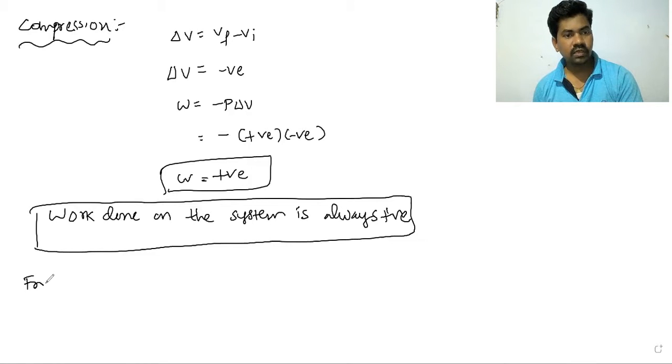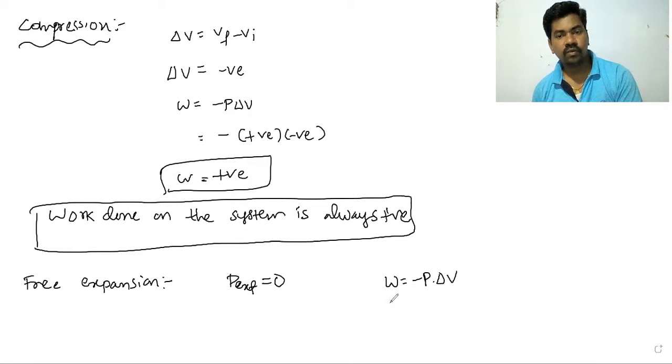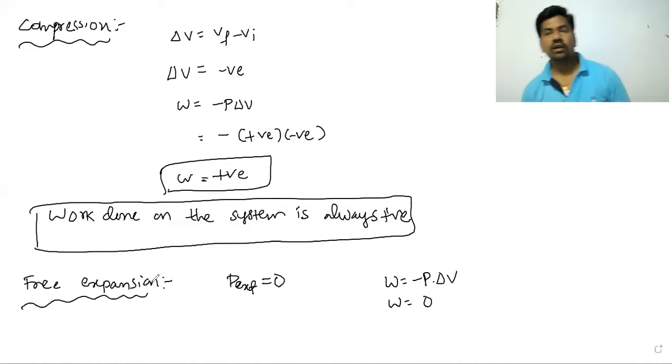Then for free expansion, P external is equal to 0. So W is equal to minus P into delta V, which is 0. When a gas is freely expanding, work done is 0 because there is no external pressure working. So the total work done W is equal to 0. Clear?